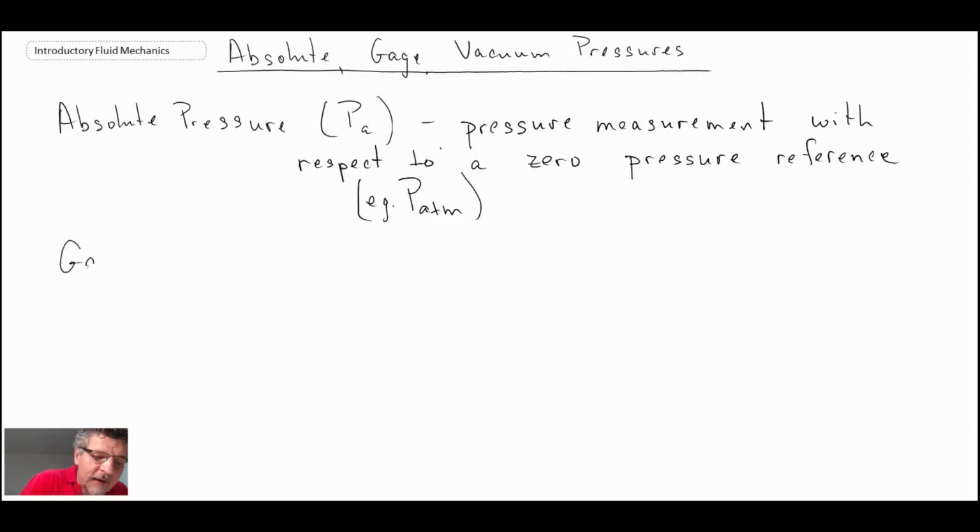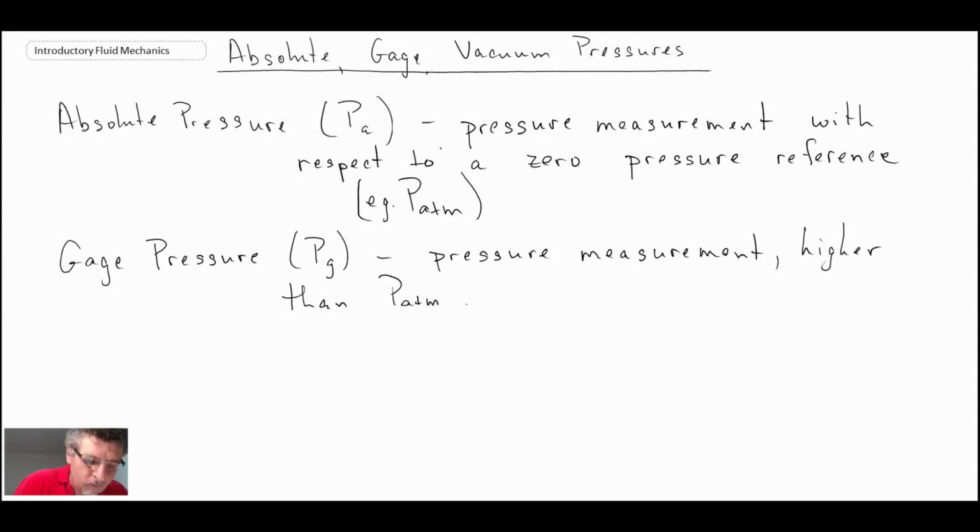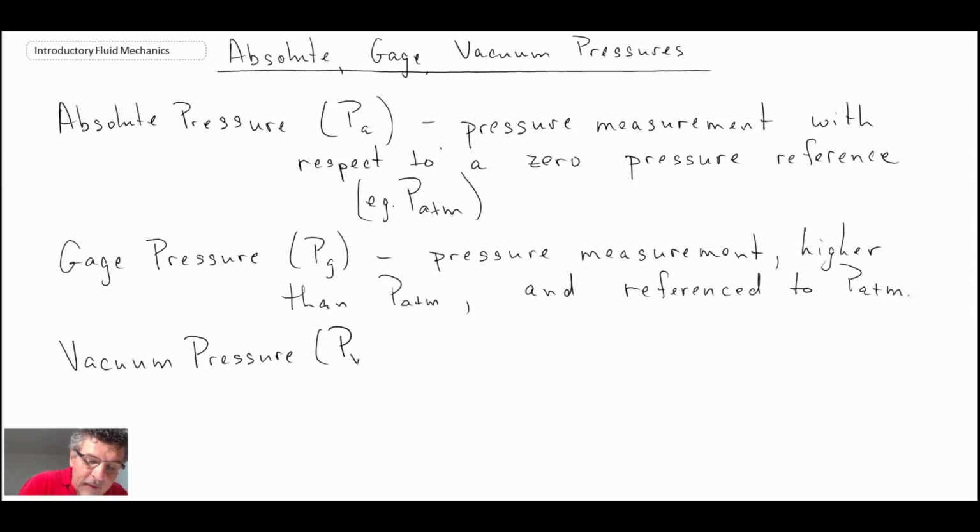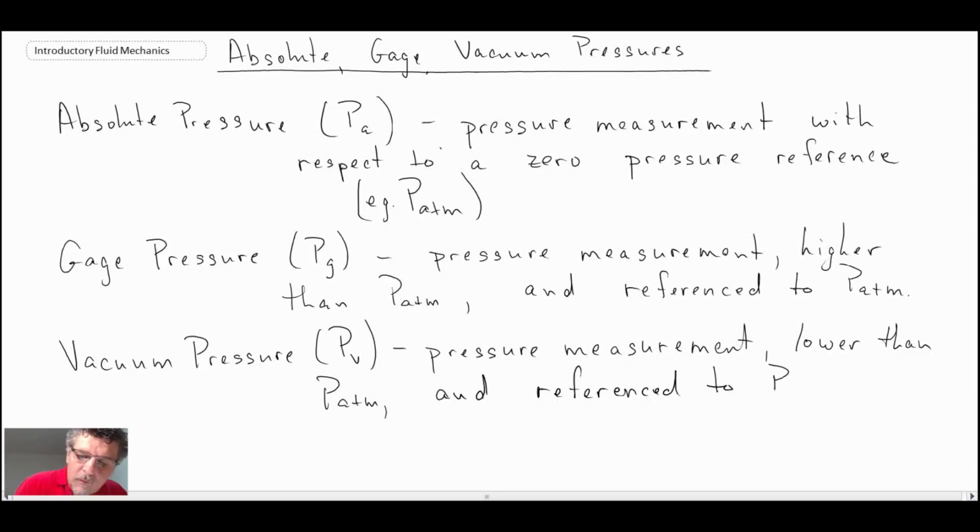The next form that we're going to look at is a gauge pressure. And gauge pressure is reference to the atmospheric pressure, and it is often given the symbol P little g. So P_g is always higher than atmospheric pressure, and it's referenced to atmospheric pressure. And then finally, we can have pressures that are below atmospheric and reference to the atmospheric pressure. And those are referred to as being vacuum pressures. Typically, if you see it, it might have a little v there, denoting that it's a vacuum pressure. And just like gauge, it as well is reference to atmospheric pressure.